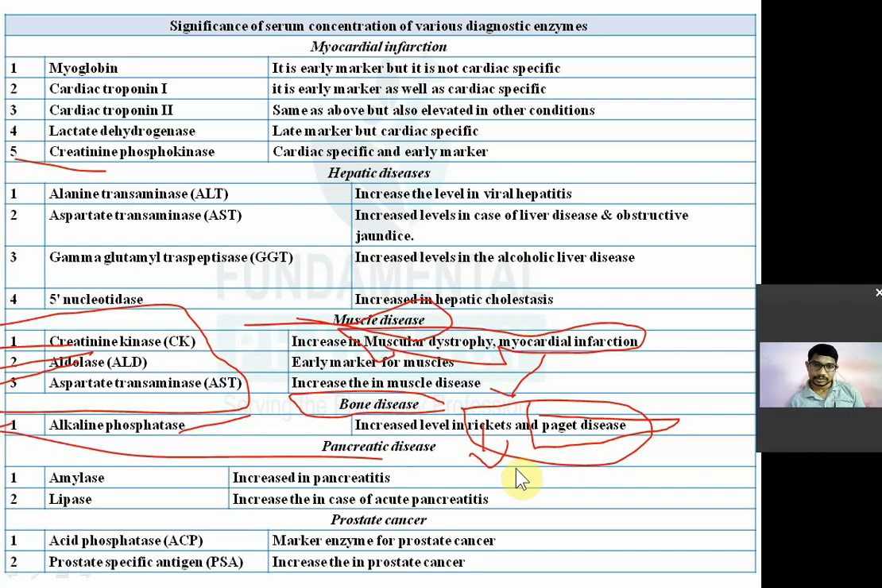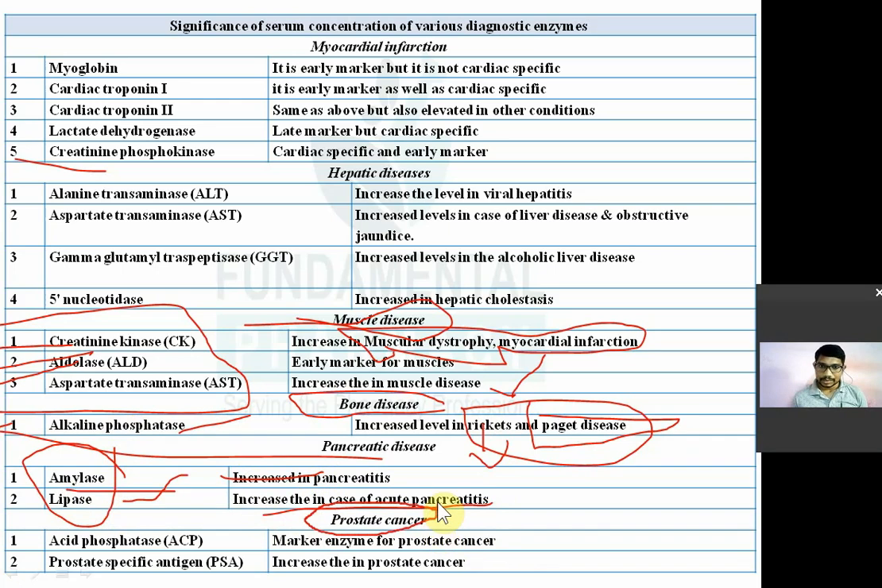Now next is the pancreatic disorders. Pancreatic diseases में कौन से एंजाइम इंक्रीज हो गए, these two, amylase and lipase. They are increased. Amylase is increased in case of pancreatitis. Pancreatitis means infection of pancreas. So in that case amylase level will be increased. Lipase level will be increased in the blood in case of acute pancreatitis. Pancreatitis मतलब pancreas का infection अगर हो गया तो lipase, amylase बढ़ जाएगा.